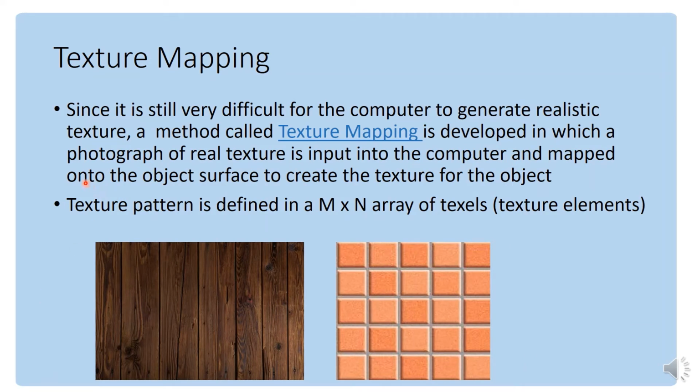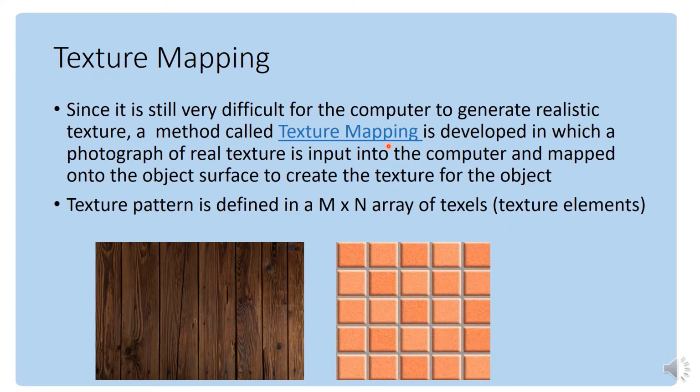Why did people invent texture mapping? Because it is very difficult for a computer to generate a realistic texture, so they developed a texture mapping method to help us have a realistic texture. In it, a photograph of a real texture is input into the computer and then mapped onto the object surface to create the texture for the object.